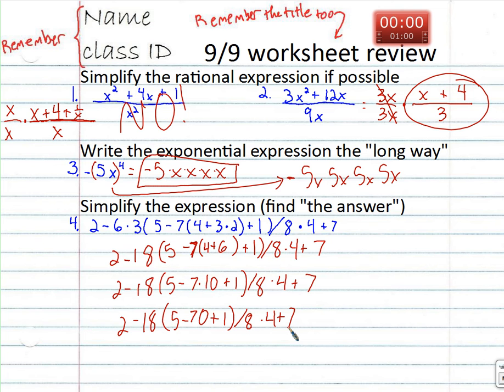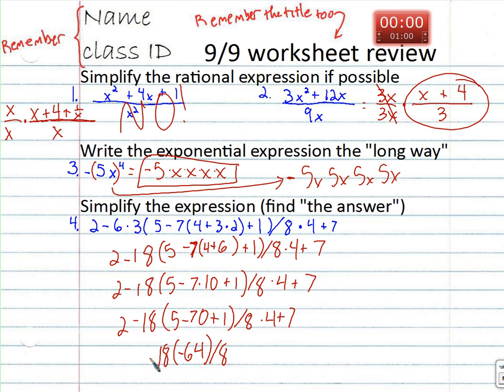All right, what next? Jethro? 5 minus 70, and you know you can do plus 1 all at the same time, right? So, 6 minus 70. You can add the 5 and the 1, right? This is called the commutative property of addition. So 5 plus 1 is 6, 6 minus 70, negative 64.